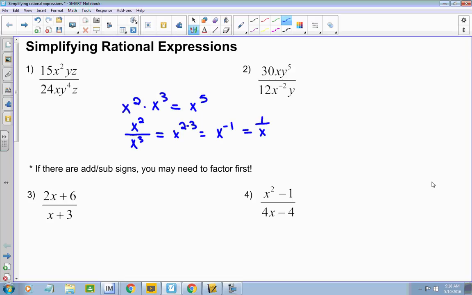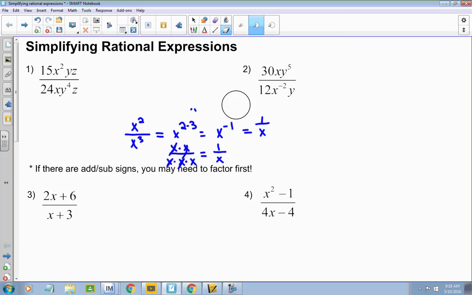Another way you can think of this one is you've got x times x on the top, and you have x times x times x on the bottom, because there's two x's on the top, two on the bottom. And these cancel. Okay, when everything cancels, it cancels to be 1, so you end up with 1 over x. That's another way you can look at it. Okay. All right. So that's just a little bit of review, just on the basics there.